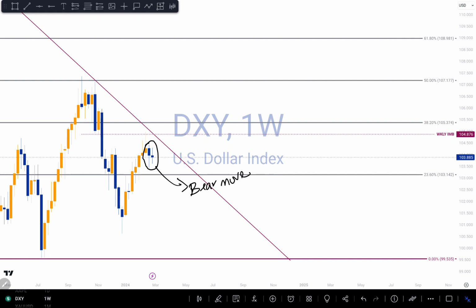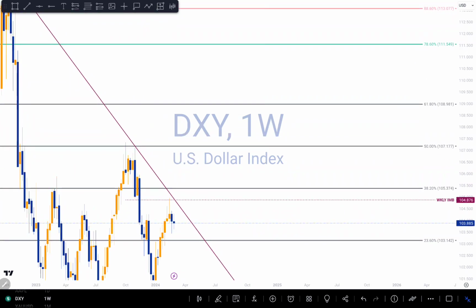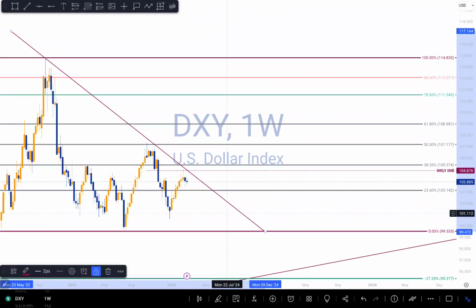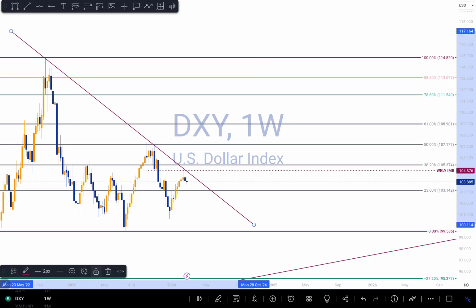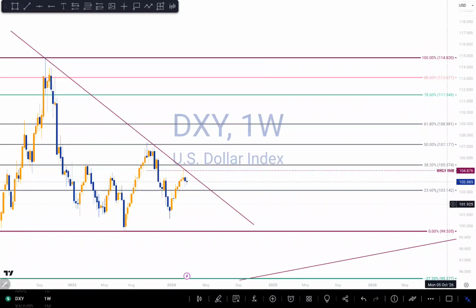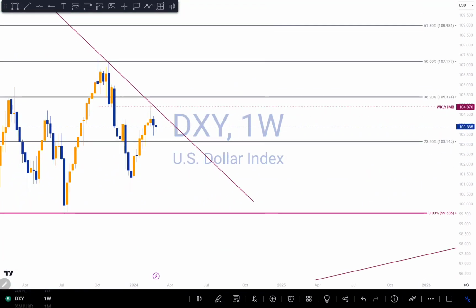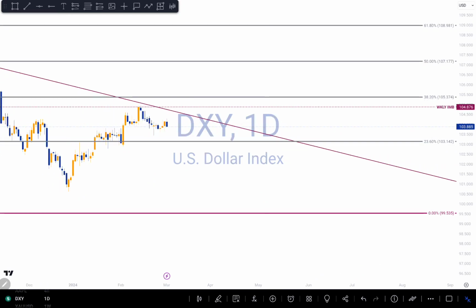So it hasn't given us any momentum yet for a bear move. But because we are an intraday trader, we can go to a much lower time frame just to see if there is any confirmation in a lower time frame. So let's go to my daily time frame and see what we are looking at.